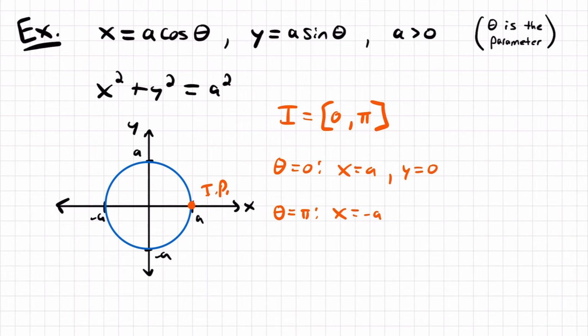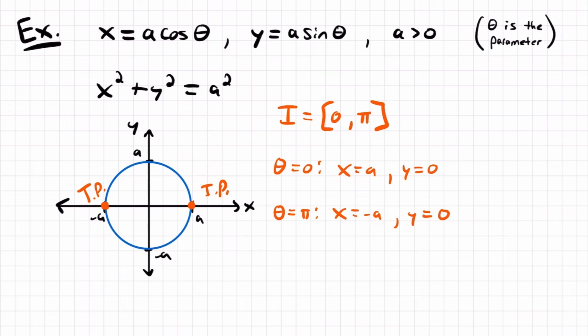So we'll have negative a. And then for the y-coordinate, we'll plug pi into the sine function, and sine of pi is 0, so we have 0 times a, which gives us 0. All right, so our terminal point will be at the x value of negative a and the y value of 0. So that will take us to this point right here, negative a, 0. All right, so I'll label that. This is going to be our terminal point for our plane curve.